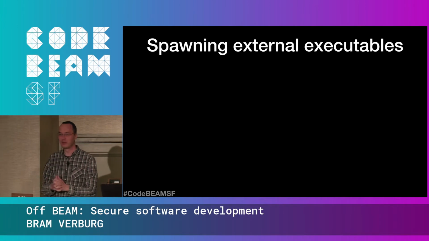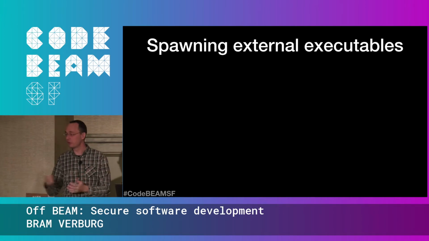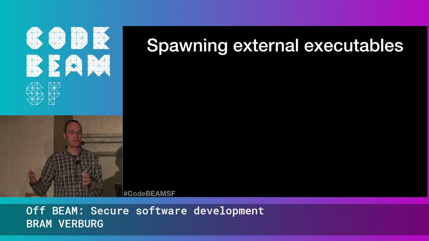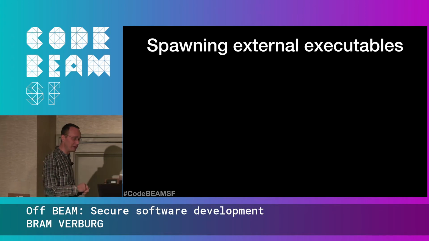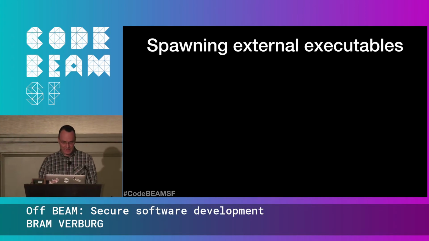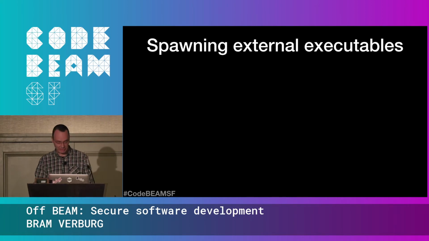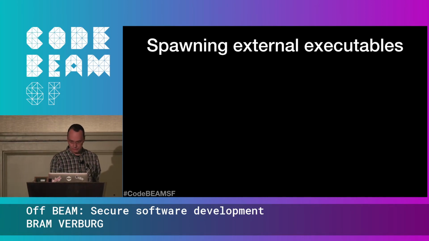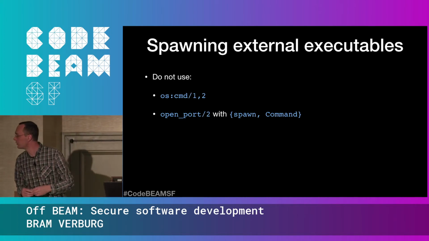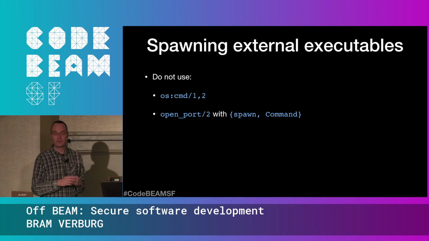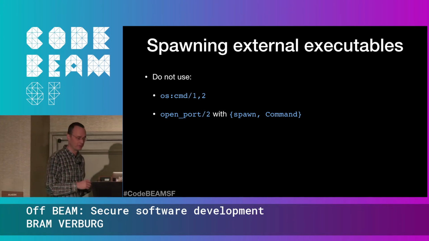Okay, changing gears a little bit. Sometimes you may have a need to spawn an external executable. Maybe you want to run OpenSSL to generate a certificate, or you want to use ImageMagick to convert an image file. And that's a risk, especially if you pass in arguments that were taken from user input, you might introduce a command injection vulnerability. So, if you're using Erlang, be very careful with OS CMD, it's very difficult to prevent command injection.